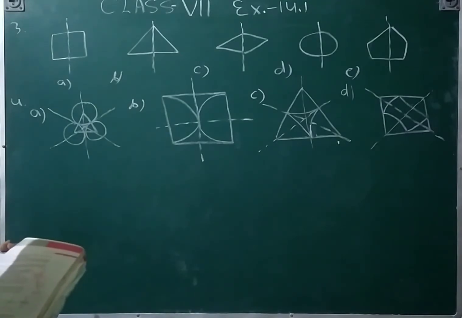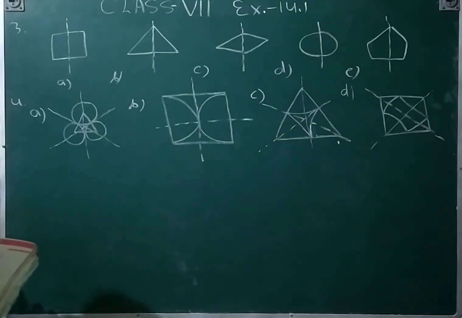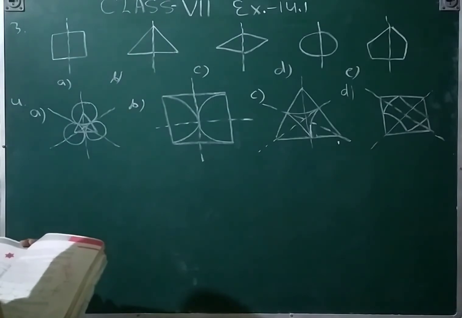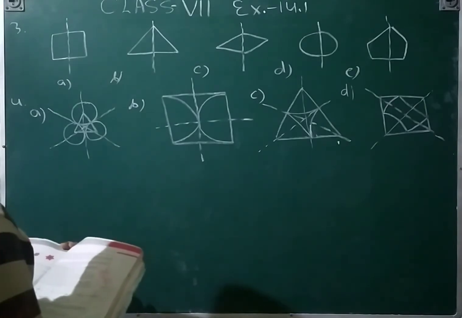In the E part there will be 1, 2, 3, 4 symmetry lines, in the F part only one symmetry line is there, and the G part has 1, 2, 3, 4 symmetry lines. The H part will have 6 symmetry lines.